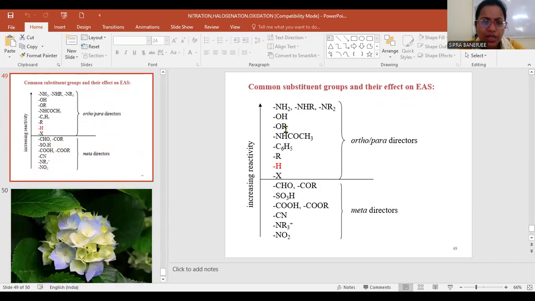So, again, finally, we can conclude that amino, NHR, and NR2 are the ortho-para directors, and the others are meta directors. The reactivity increases along the arrow side.